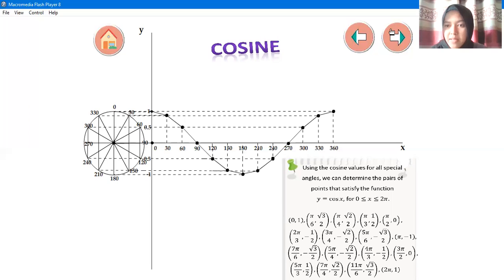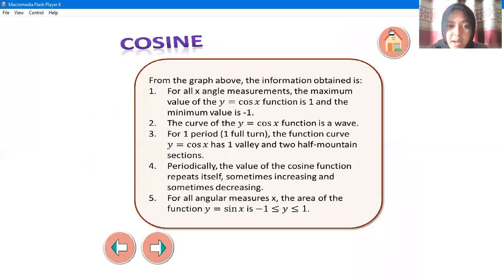Next, the next button. From the cosine graph, the information obtained is, first, for all angle measurements x, the maximum value of the function y equals cosine x is 1 and the minimum value is -1. The second, the curve of the function y equals cosine x is a wave.